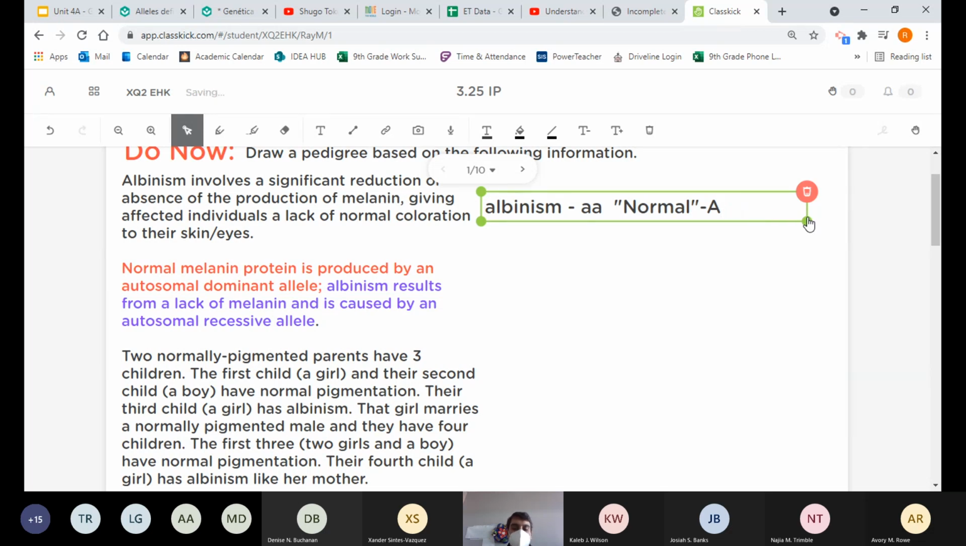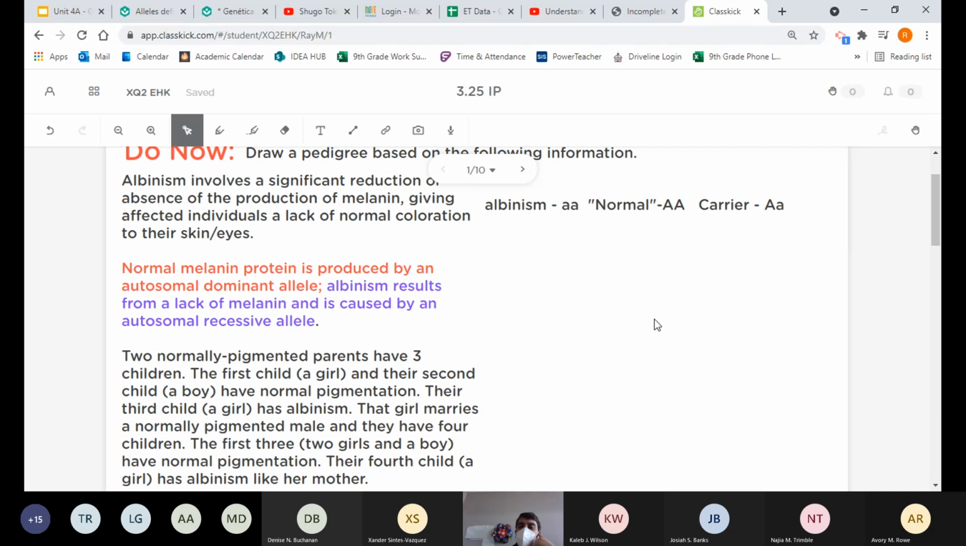Actually, let's do this right. We'll say normal is going to be homozygous dominant, and then the carrier is going to be big A little a, like we saw yesterday. Okay, so we're given a trait. It's albinism. It's recessive, which means that if you have it, you're going to be homozygous recessive. If you're quote unquote normal, that means you're homozygous dominant. And if you're a carrier, then you're going to be heterozygote.